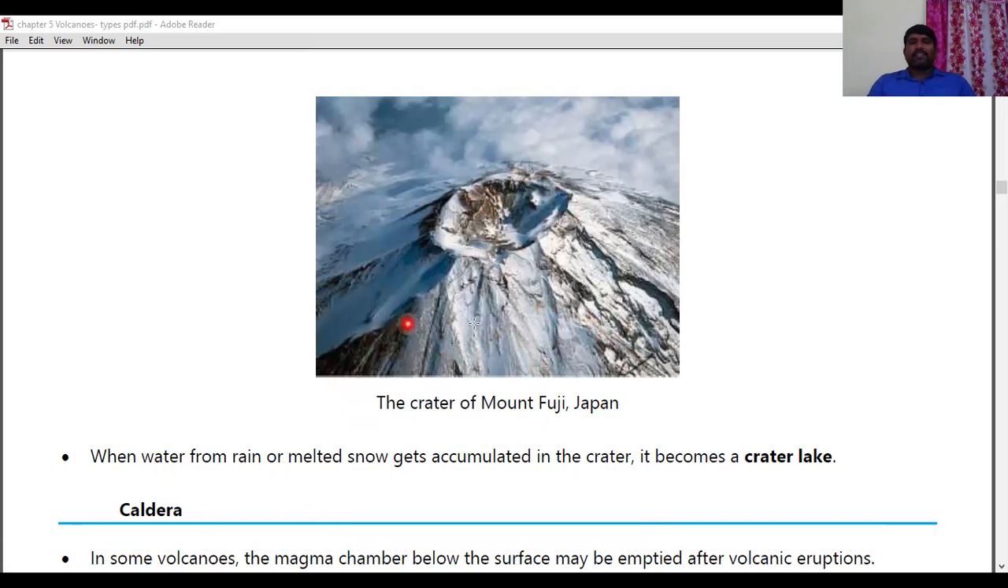The best examples of the crater lakes are the Loktak Lake in Manipur and Lathu Lake in Maharashtra.